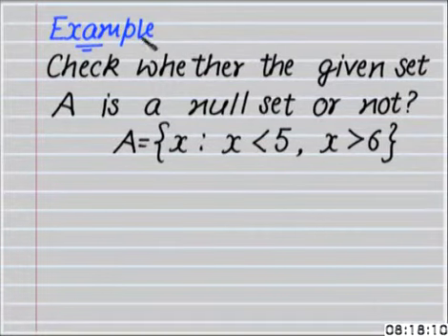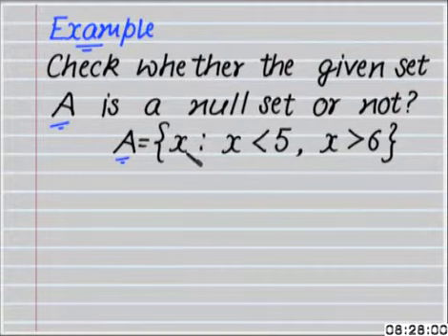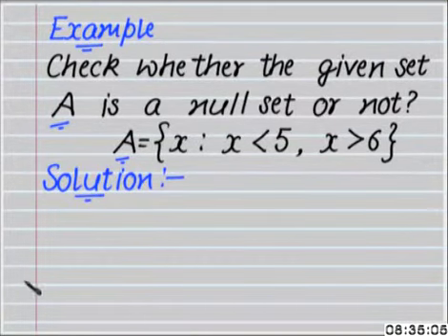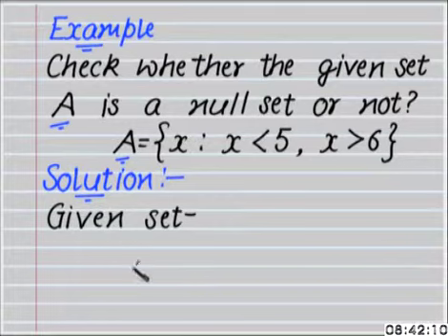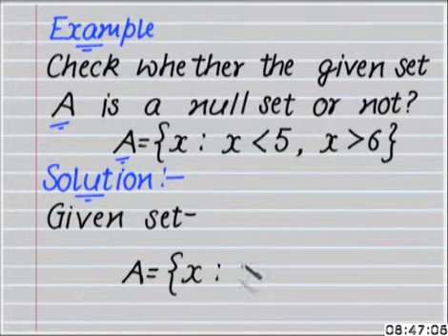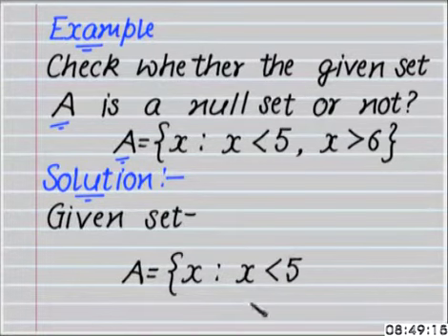Now let's see an example. Check whether the given set A is a null set or not. The given set A is the set of all x such that x is less than 5 and x is greater than 6. Now its solution. Here the given set is set A, which is the set of all x such that x is less than 5 or x is greater than 6.